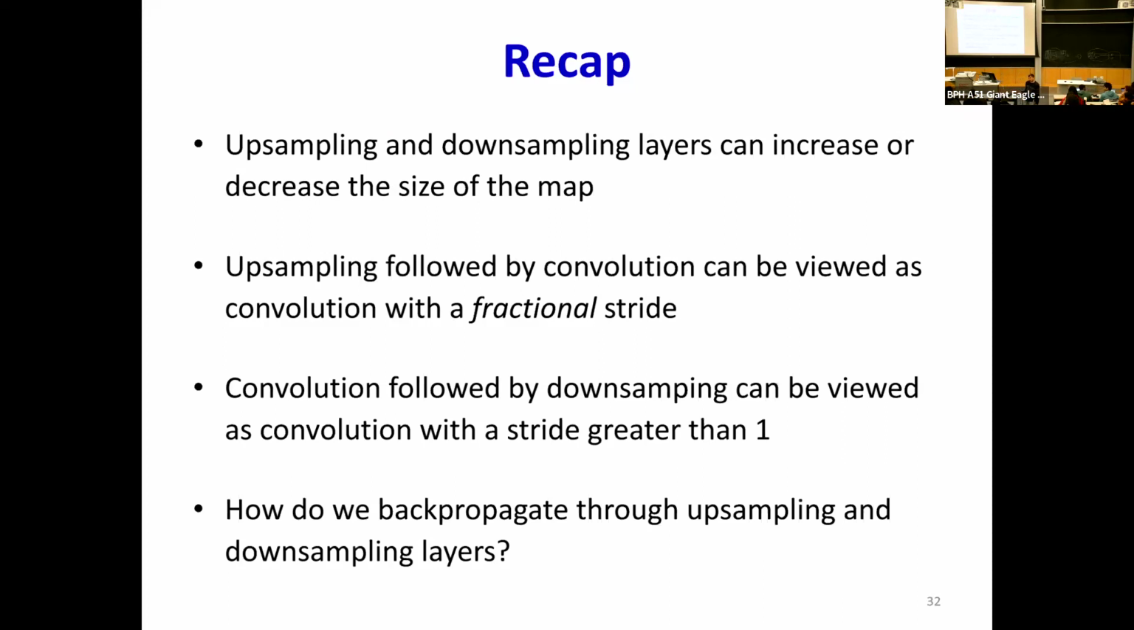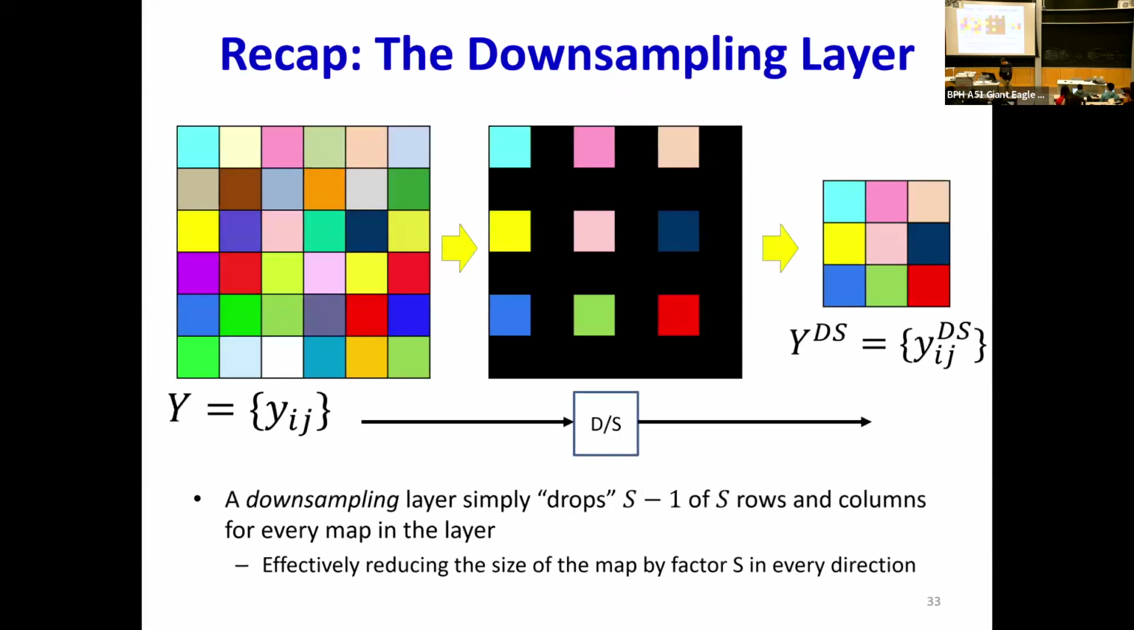But then you have a few more operations, the upsampling and downsampling. Upsampling and downsampling layers can increase or decrease the size of the map. And we saw that upsampling followed by a convolution can be described as convolution with a fractional stride. And convolution followed by downsampling can be thought of as convolution with a stride greater than 1. Same thing for pooling, right? So how do we backpropagate through these layers?